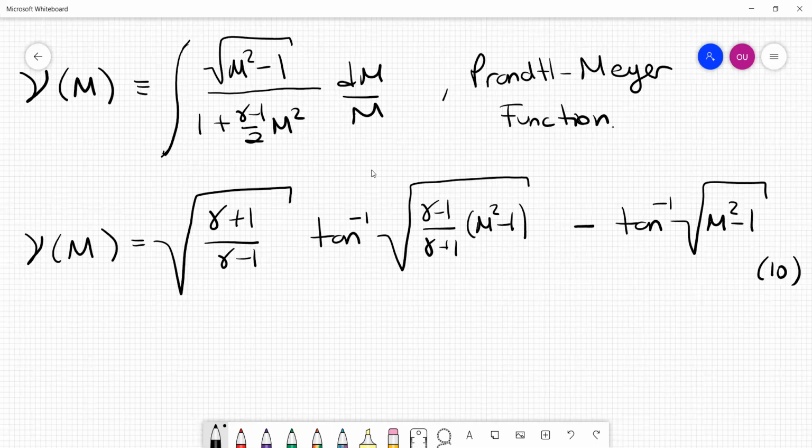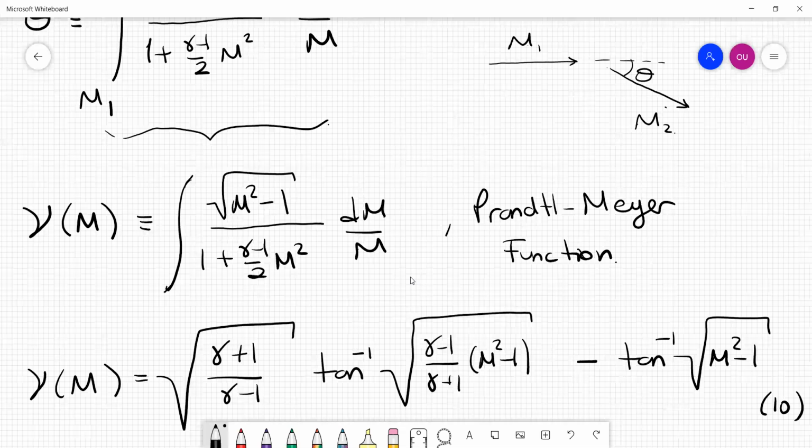So how do we actually make use of it? Let's say we would like to calculate this integral up here, the theta integral, this one.